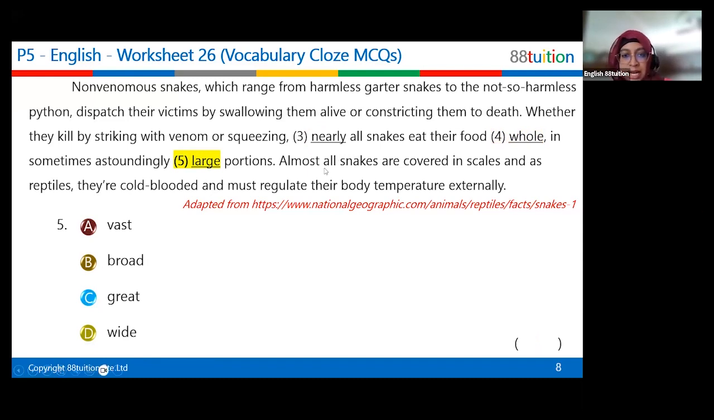Okay, let's look at the last one, which Carlene has already read for us. In sometimes astoundingly large portions. Astoundingly means like wow, wonderfully large portions, like shockingly large portions. Can you guys just help me type your answer for question number 5 in the chat, everyone, so that I know what you are doing for question number 5? Everyone, type in your answer for 5 now.